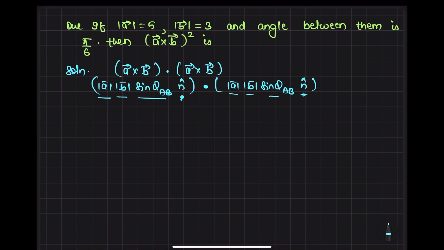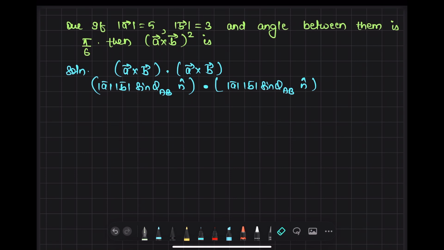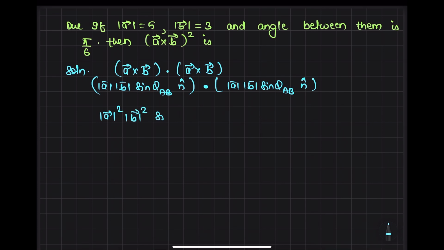Okay. So if you do the dot product, you know that a number will be multiplied with a number, and the angle will become what? 0, and cos 0 will become what? 1. Correct? So we need to write magnitude A square, magnitude B square, and then sine square theta AB.